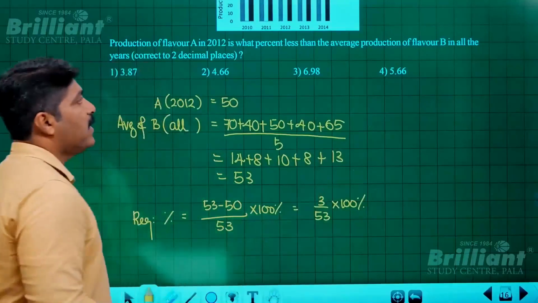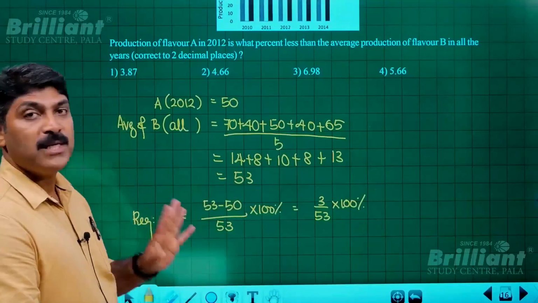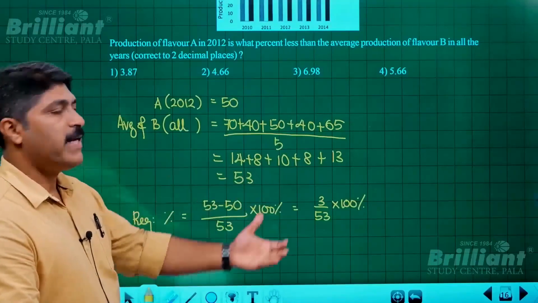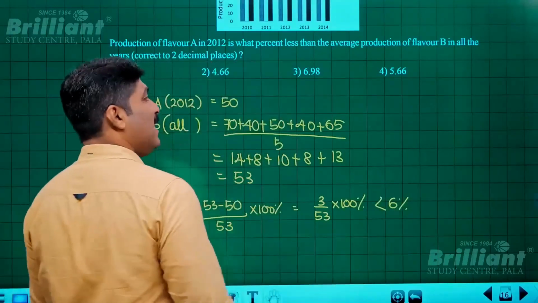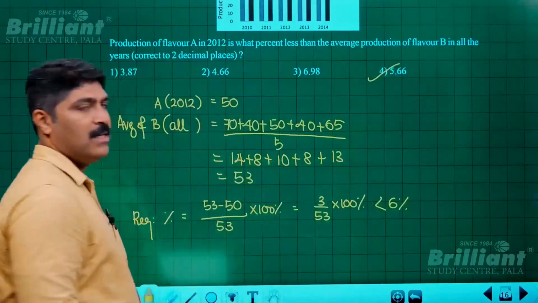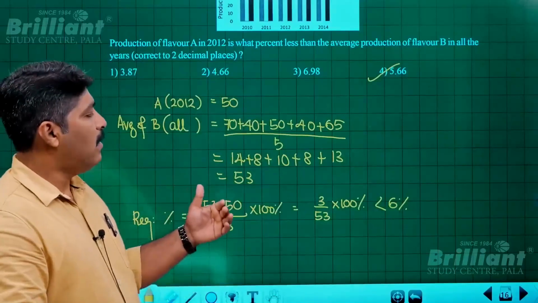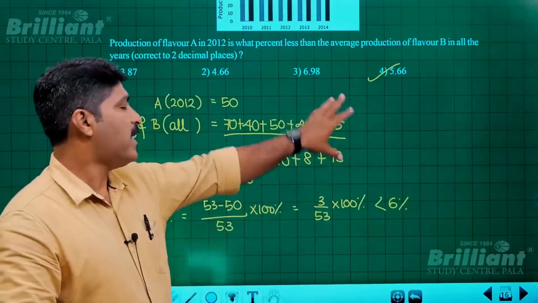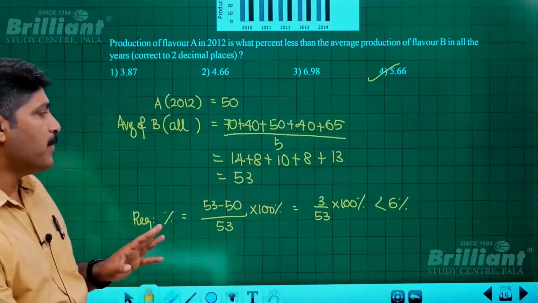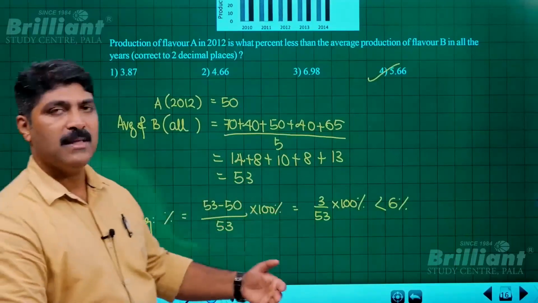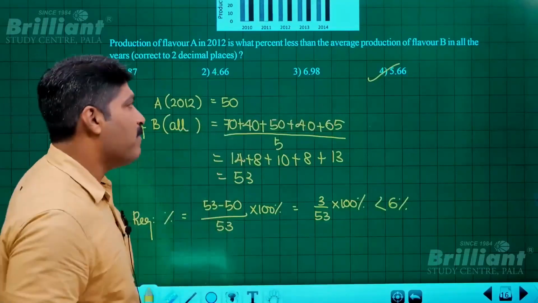So think about it, if the denominator is 50, this will be equal to 6%, right? But the denominator is greater than 50, therefore our answer is slightly less than 6%. This is a logical conclusion. Slightly less than 6%, therefore the possible answer is 5.66. Otherwise you have to do the operation for the most accurate result, but here we are doing approximations. If it is 3 by 50, that's equal to 6%. With 3 by 53, our answer is slightly less than 6%, therefore 5.66.